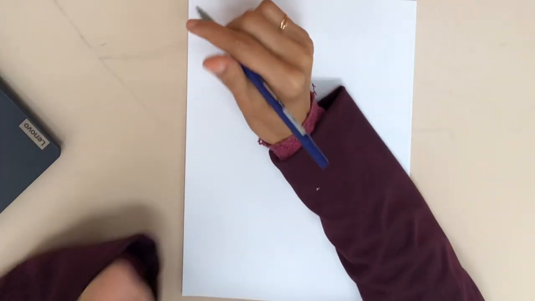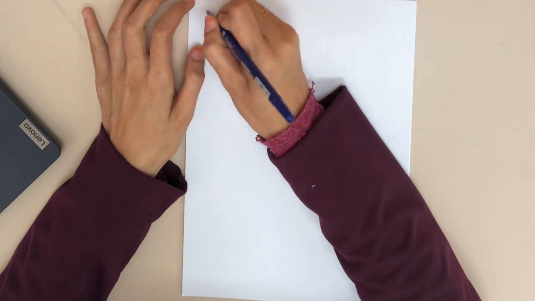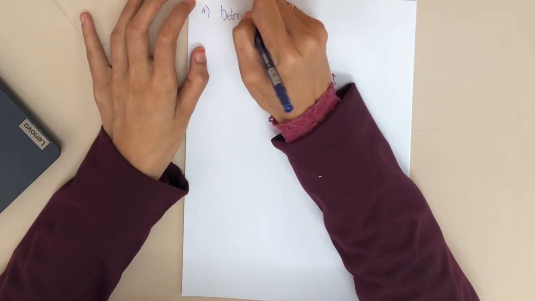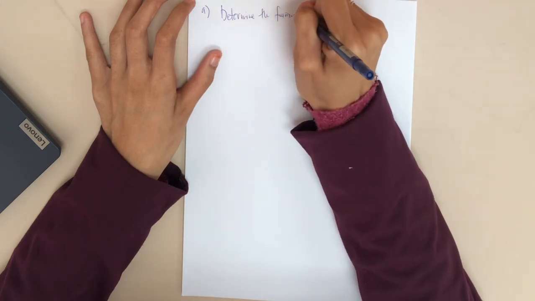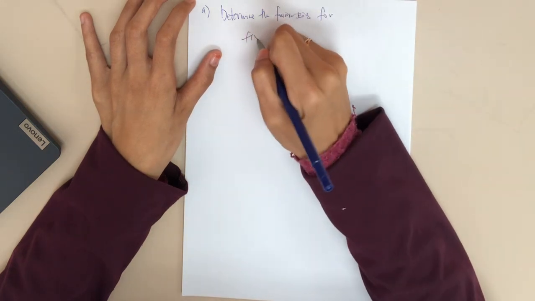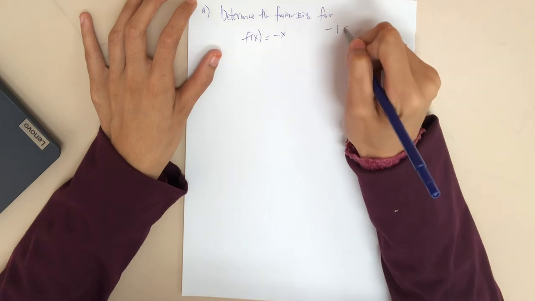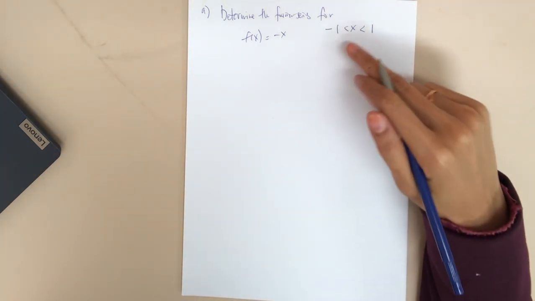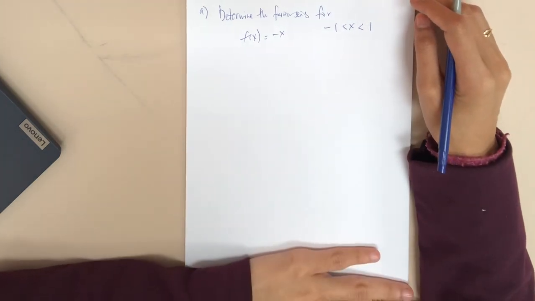So we continue with the example for this video. Let's say the question asks you to determine the Fourier series for f(x) equal to negative x, and the interval it gives you is from -1 to 1. So this is the interval.